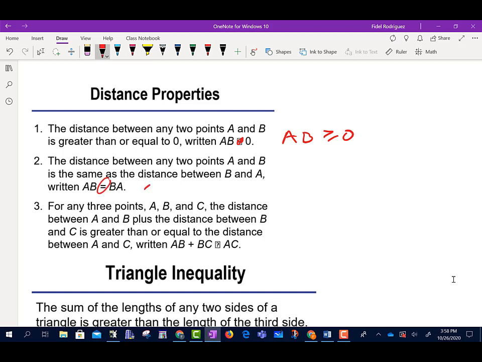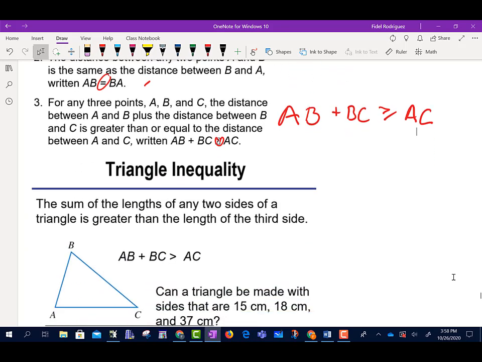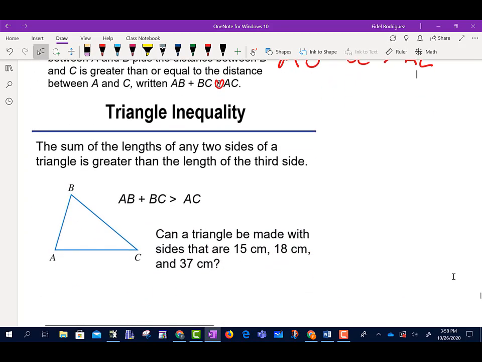So they're equal, right? And then it says for any 3 points, A, B, and C, the distance between A and B plus the distance between B and C is greater than or equal to the distance between A and C. Again, this little symbol didn't come out here. All they're saying here is that AB plus BC is going to be greater than or equal to AC. Okay? And so we have the triangle inequality.